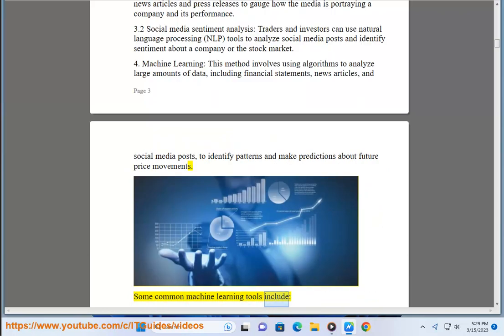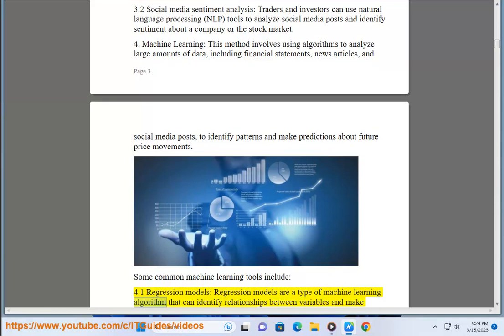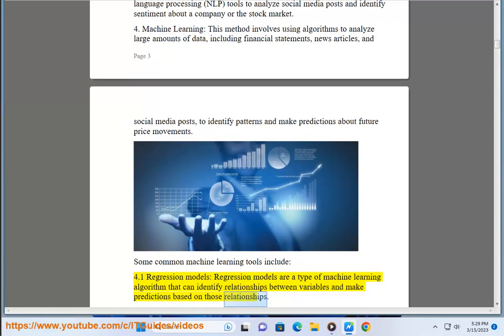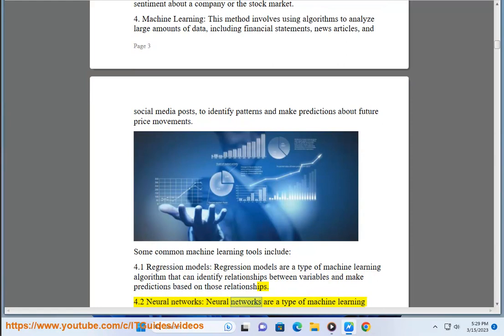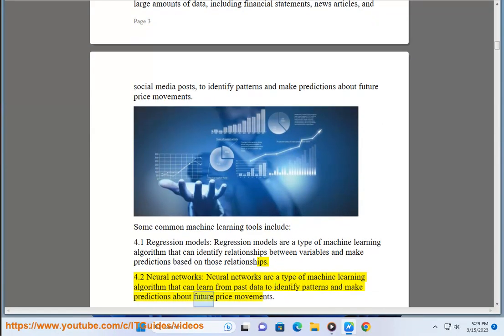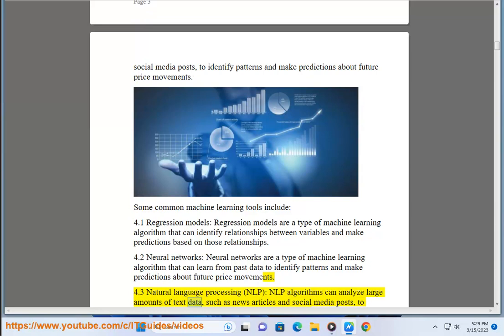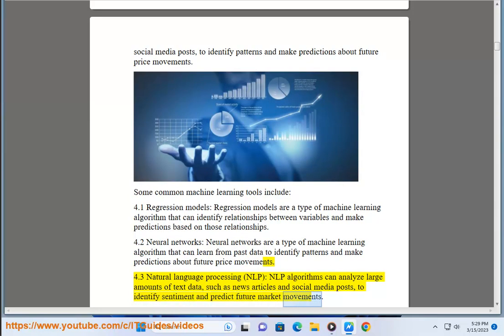Some common machine learning tools include 4.1 Regression models. Regression models are a type of machine learning algorithm that can identify relationships between variables and make predictions based on those relationships. 4.2 Neural networks. Neural networks are a type of machine learning algorithm that can learn from past data to identify patterns and make predictions about future price movements. 4.3 Natural language processing, NLP. NLP algorithms can analyze large amounts of text data, such as news articles and social media posts, to identify sentiment and predict future market movements.